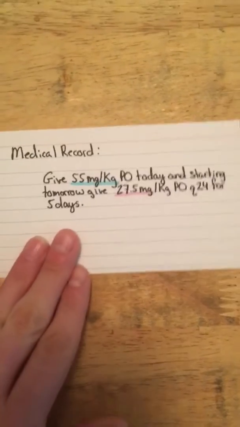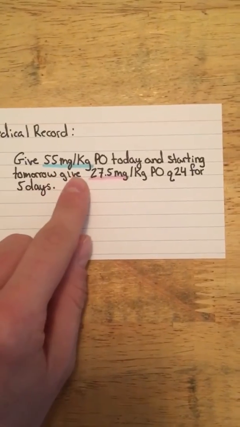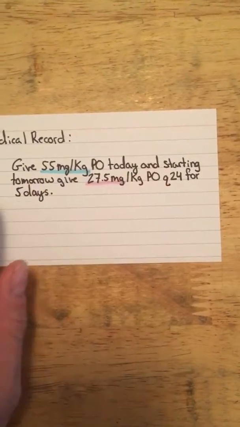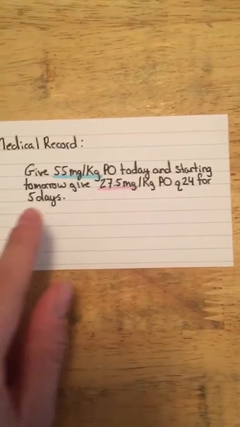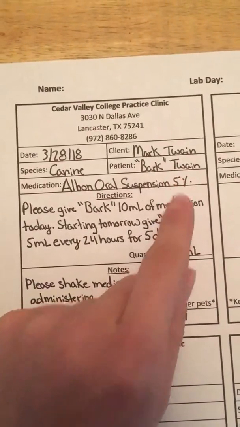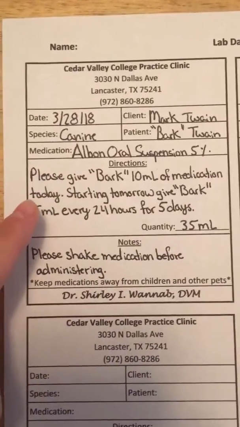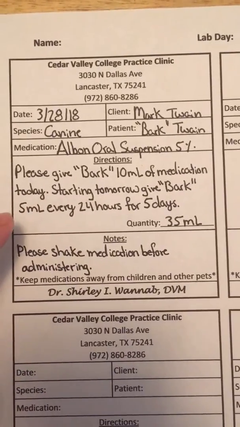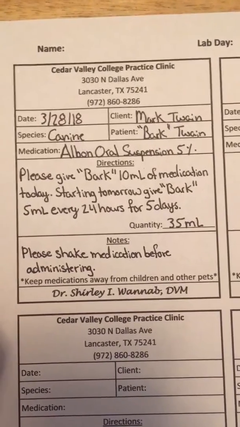In the medical record, we would probably write it as: give 55 milligrams per kilogram by mouth today, and starting tomorrow, give 27.5 milligrams per kilogram by mouth every 24 hours for 5 days. To the client, on the prescription form, we would write out the client information as well as the patient information, the species, date, the medication, and then the instructions would be, please give Bark 10 mLs of medication today. Starting tomorrow, give Bark 5 mLs every 24 hours for 5 days.